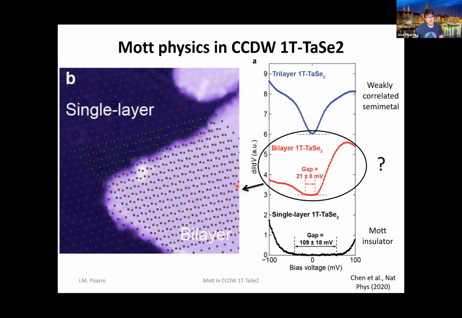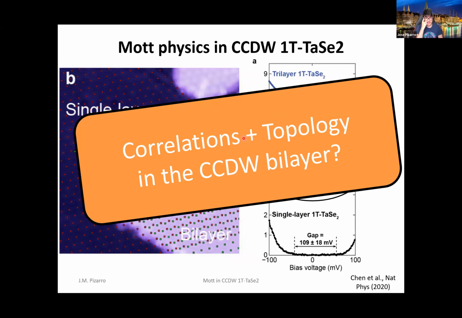So here you can see in green and red the bottom and the top layers' centers of the Star of David, and then they are arranged in this kind of honeycomb pattern. So altogether we thought, okay, what can be the role of correlations here? And maybe they are related with topology in some Kane-Mele kind of Hubbard Hamiltonian or some Haldane Hamiltonian. So that's what we thought at the beginning to start with.